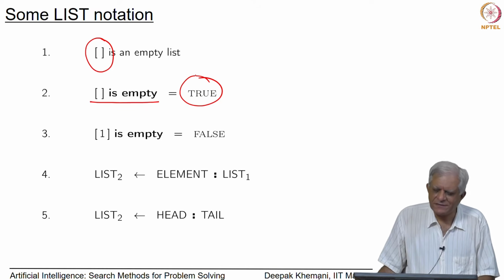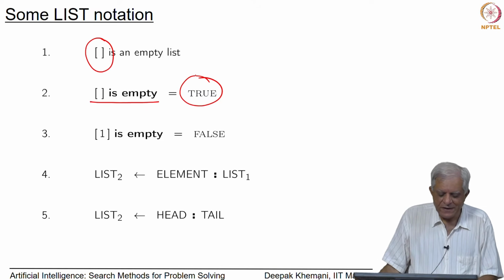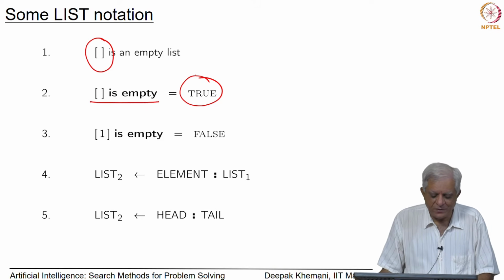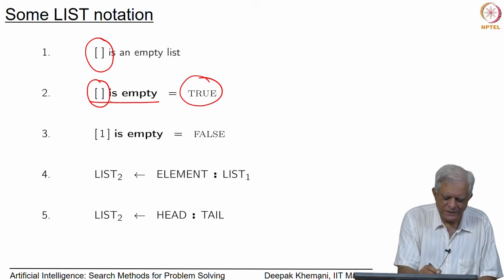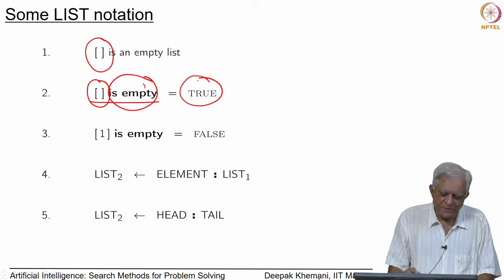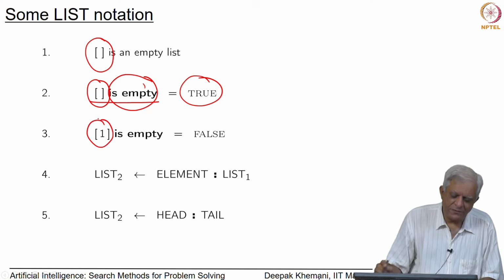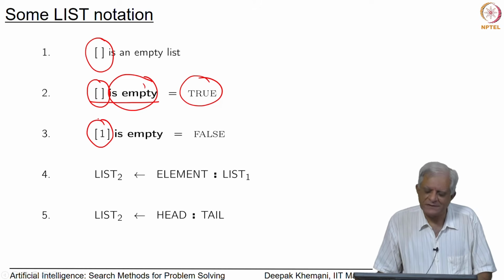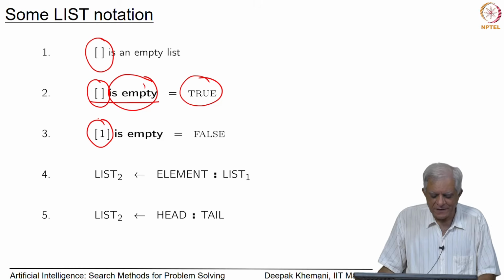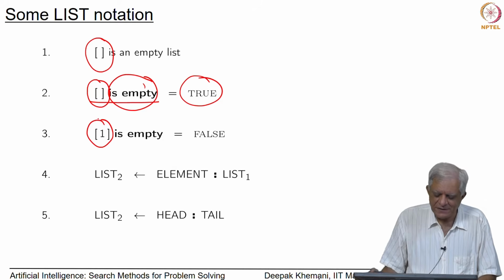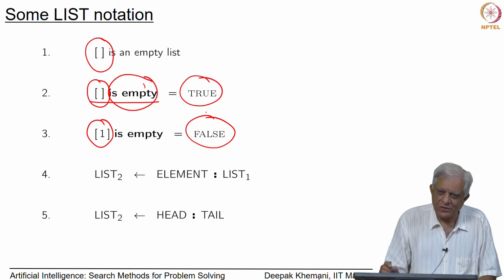So, a predicate is just a function which returns true or false, and if we give an empty list as an argument to this phrase is empty, then the answer would be true. But on the other hand, if we input a non empty list, for example, this list containing the element 1 and ask whether it is empty, then the answer would be false essentially.